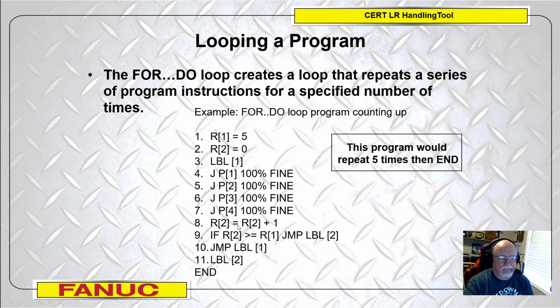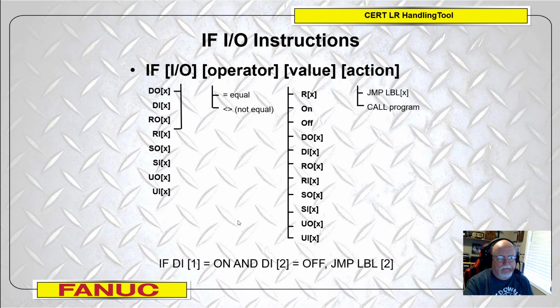So here they give you an example down at the bottom. If digital input 1 equals on and digital input 2 equals off, jump to label 2. So this was a Boolean. This was an AND instruction. We've set two conditions here, and one has to be on and one has to be off. So you've got a bunch of different scenarios you can set up here to control your robot.